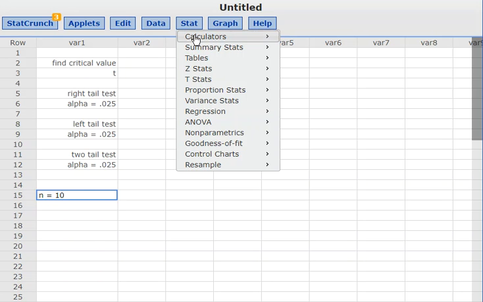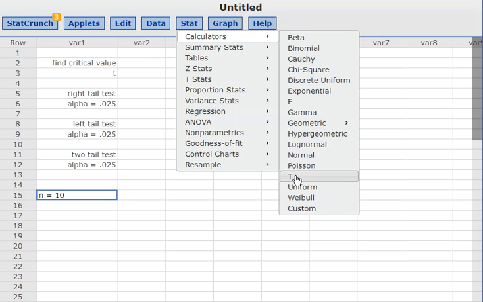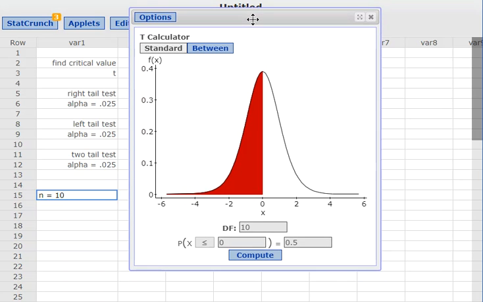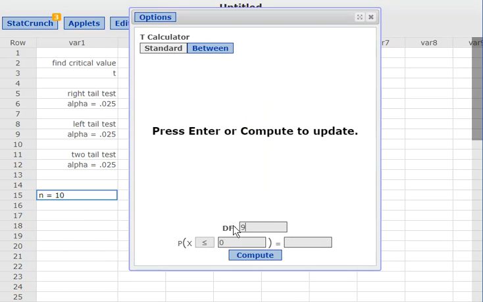So I start with the calculator, and I'm going to choose the t-calculator this time. Looks an awful lot like the Z calculator. The only difference is we have degrees of freedom. Now, if n is 10, my degrees of freedom is 9. So I need to make that change first.